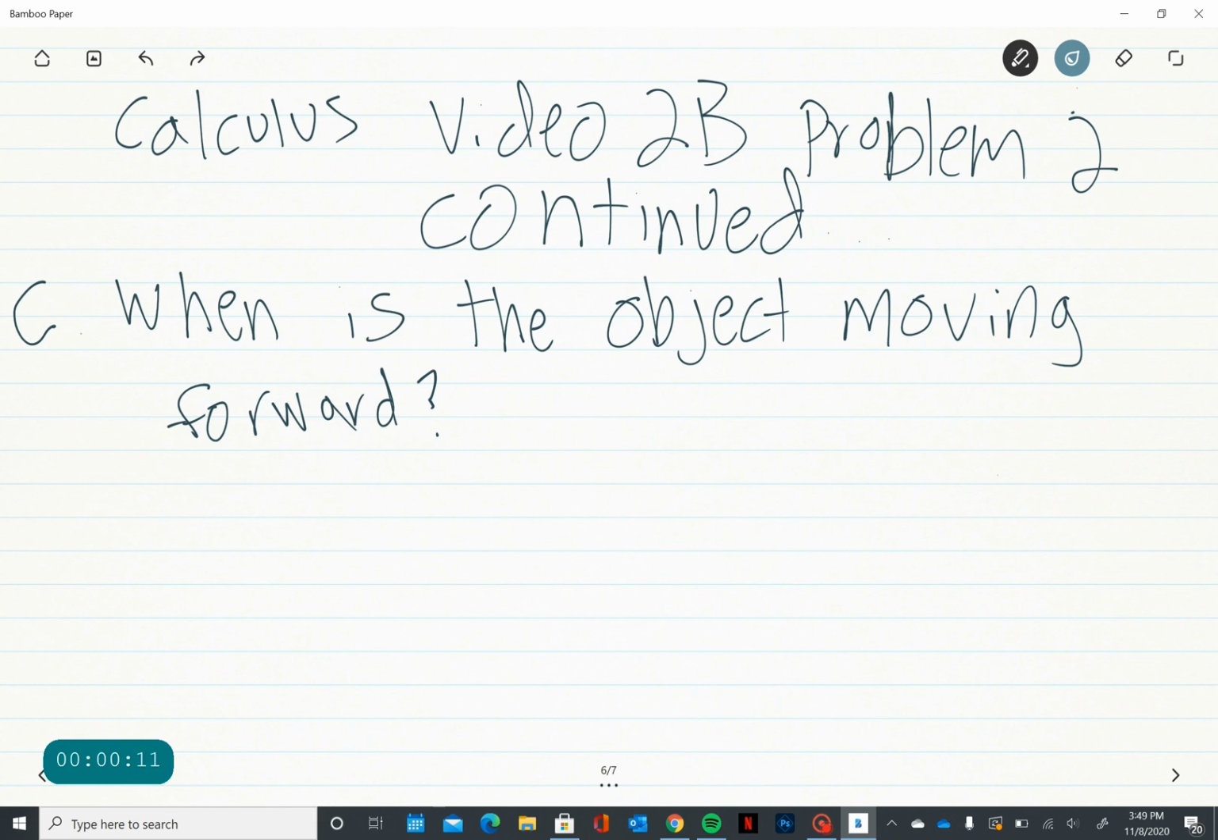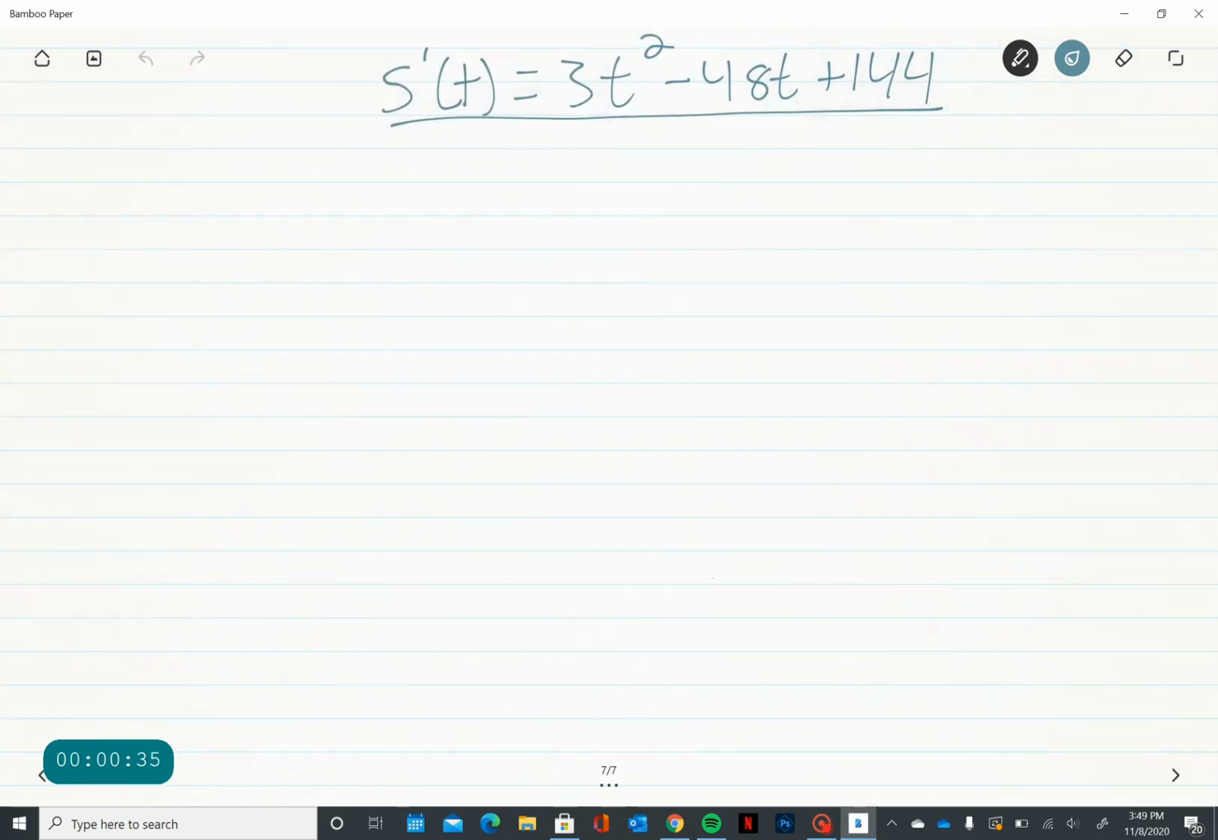So part C is asking, when is the object moving forward? And we can tell when the object is moving forward when the velocity is greater than 0, or when s prime of t is positive. So we can take our velocity equation, which we already got in part A, and we can make a number line because we already know when the particle is stopping, right?